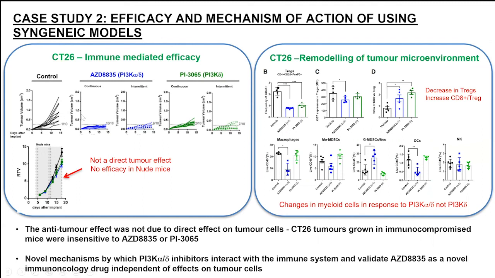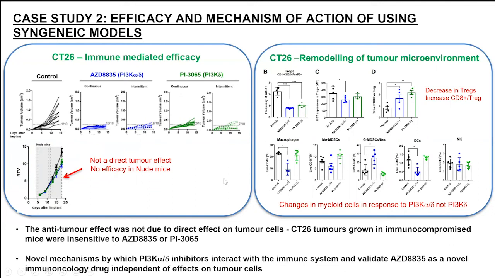Along the top in the first slide is the individual animal tumour volume data over time. And you can see in the blue is AZD8835, which is an alpha delta inhibitor, versus an agent that is only a delta inhibitor. And you can see that both led to significant tumour growth inhibition in this model. We were confident that this was mediated by immune cells, because if we grew the cell line in nude mice, which lack components of the immune system, we don't see any efficacy. So it gives us confidence it's not a direct effect on the tumour cells, but is in fact immune mediated.